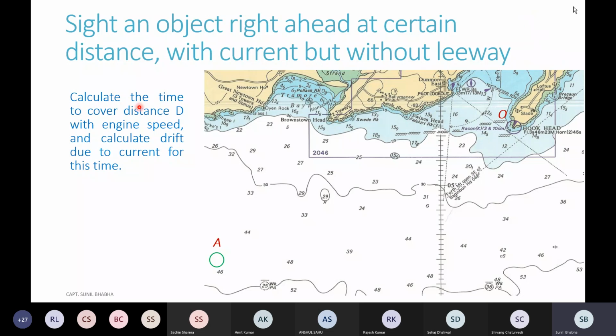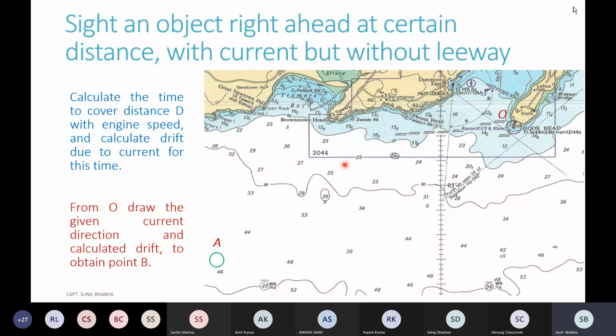So we have just now found out the time which we need to cover the given distance using our engine speed. In the example which we took just now, it was 1 hour. So we need to find the drift of the current for this period only. So in this example, it was 1 hour. So whatever the drift of the current is for that 1 hour, that is what we need to calculate. So once we have the drift known to us, now we can start the plotting.